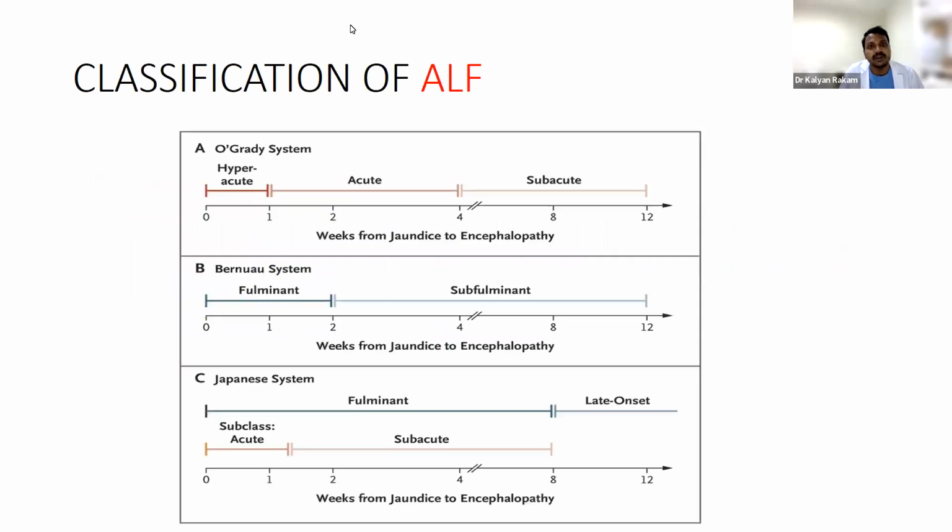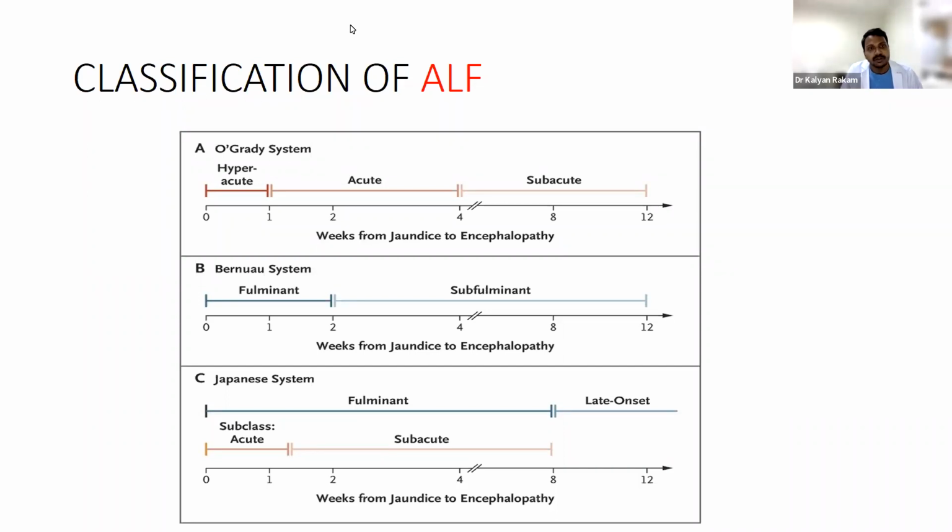So why is it important to classify acute liver failure? Acute liver failure has been classified by various systems like the O'Grady system, the Bernuau system, and the Japanese system. Here, the most commonly used is the O'Grady system. It is divided into 3 stages: hyperacute, acute, and subacute. From the onset of jaundice to encephalopathy, if it is 1 week, then it is hyperacute. If it is 4 weeks, then it is acute. If it is 12 weeks, then we call it subacute liver failure.